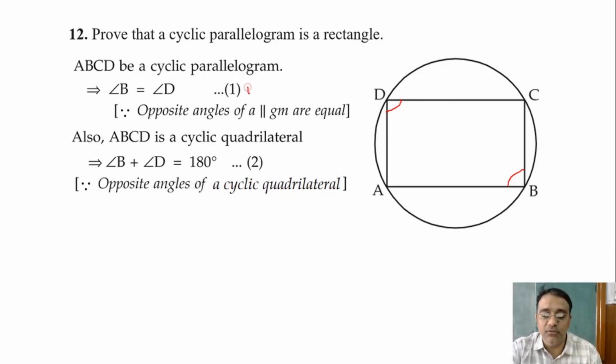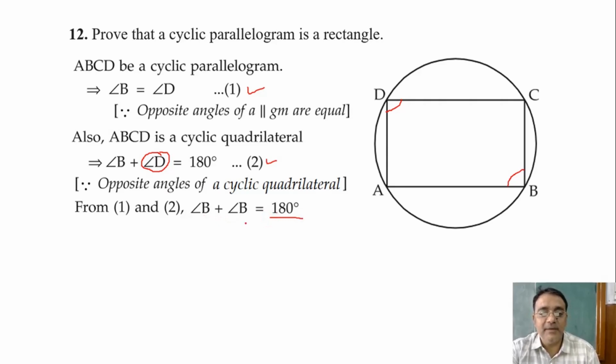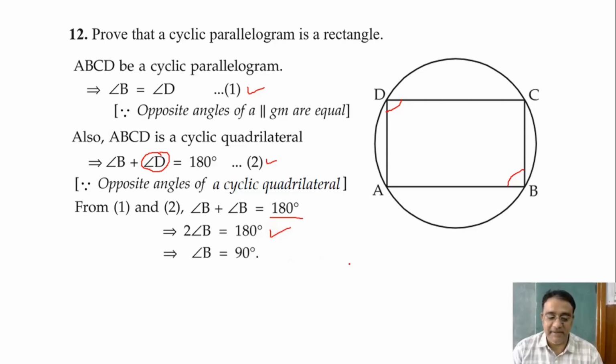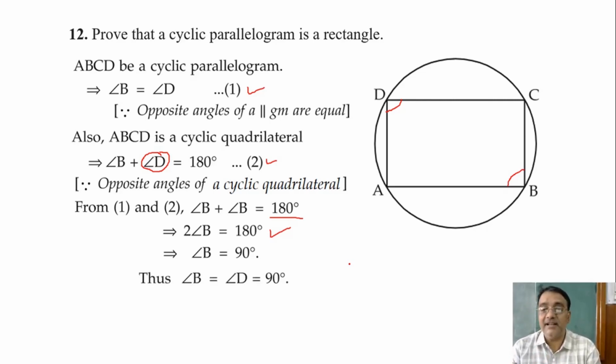Now from equation 1 and 2, what we can do, angle B we can substitute here. So we'll get angle B plus angle B is equal to 180 degree. So 2 times angle B is equal to 180 degree. So angle B will be equal to 90 degree. Now angle B और angle D दोनों equal है तो दोनों 90 degree हो जाएगा. Now a rectangle is a parallelogram in which one of the angles measures 90 degree. So हम लोग को एक angle मिल गया. So we can conclude that ABCD is a rectangle. Any doubt?